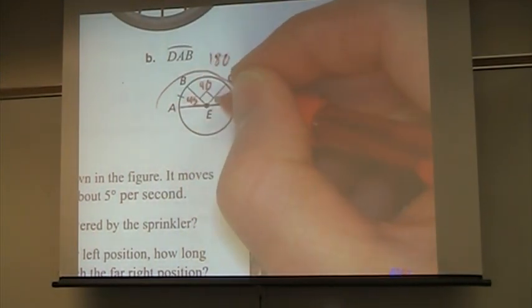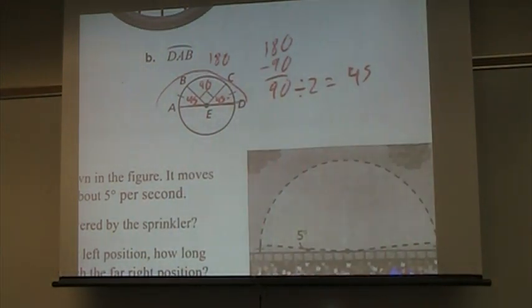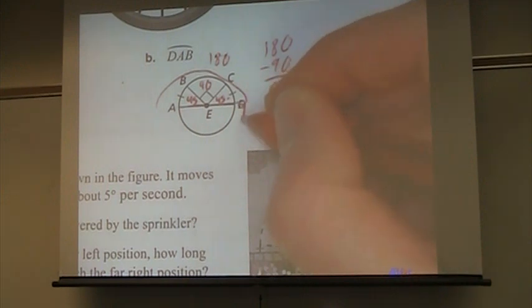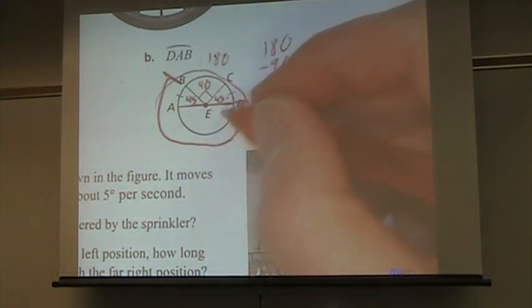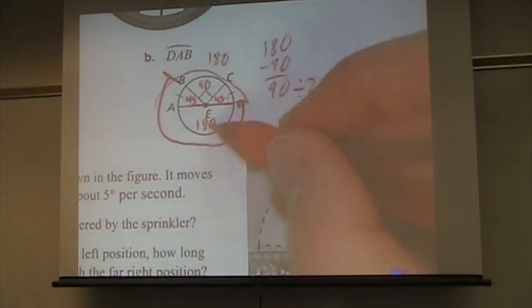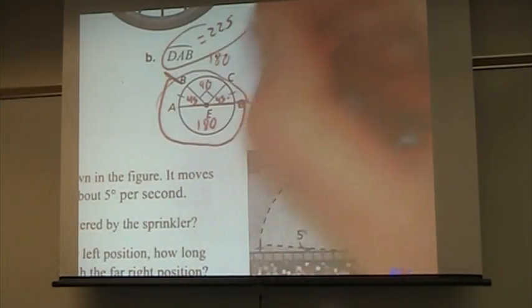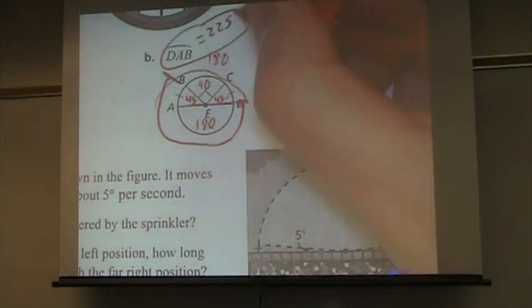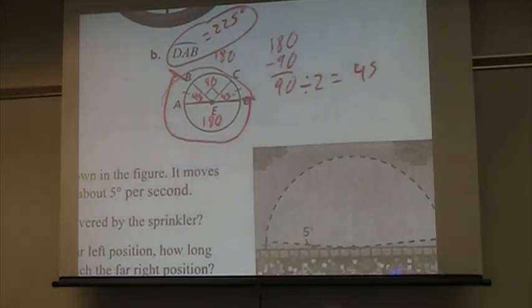Write that in. And now it's pretty smooth. DAB is what the problem wants you to find. This section here is 180 because it is a semicircle. So we could just do 180 plus 45 and you get 225. Cool. There you go. You can put little degrees if you want to do a circle there.